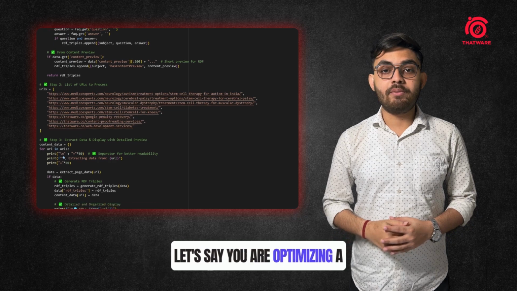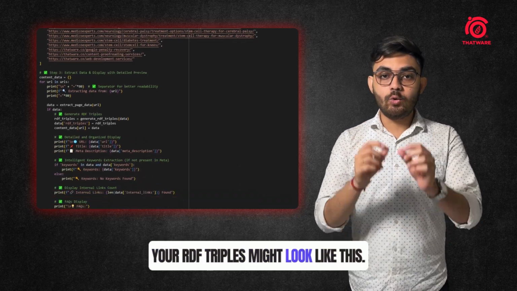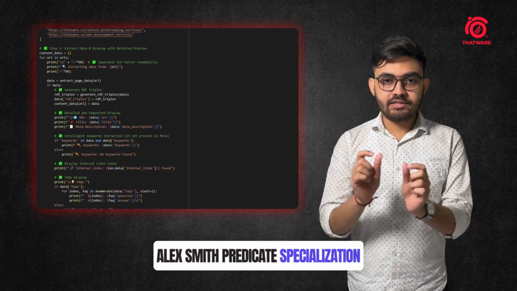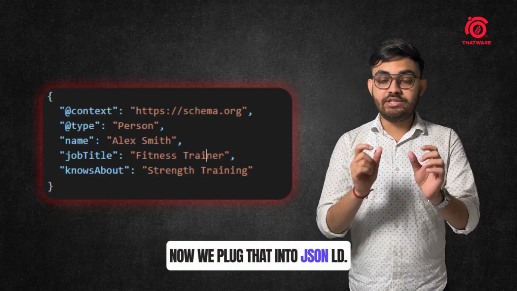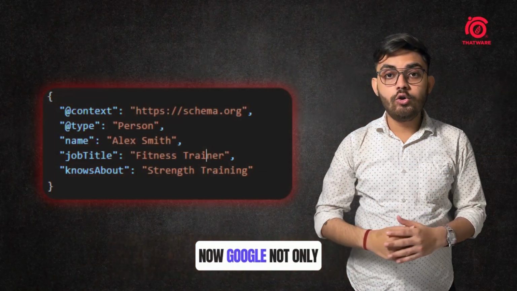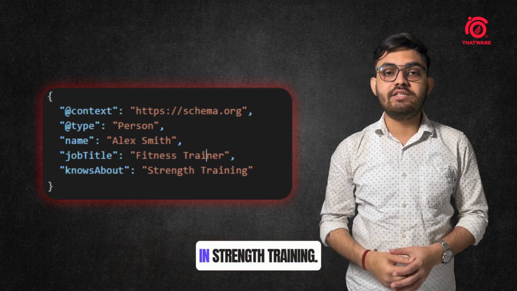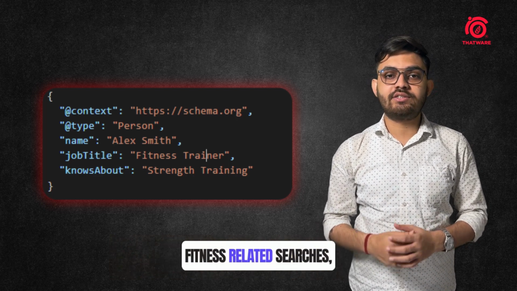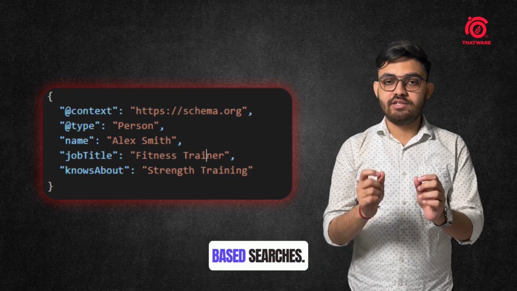Let's say you are optimizing a page for a fitness trainer. Your RDF Triples might look like this. Subject, Alex Smith. Predicate, specializes in. Object, strength training. Now we plug that into JSON-LD. Now Google not only knows who Alex Smith is, but also that they specialize in strength training. That means better rankings for fitness related searches, personal trainer queries, and expertise-based searches.